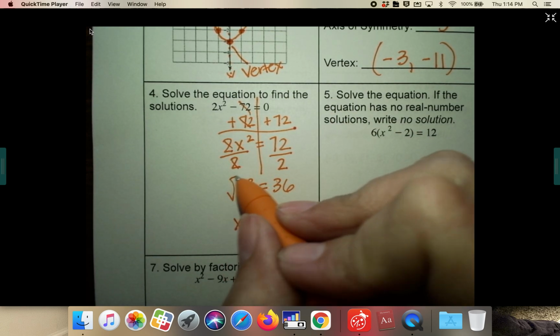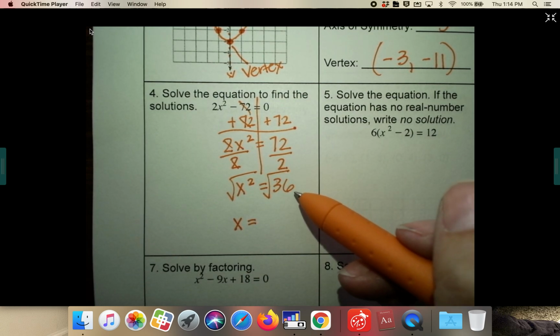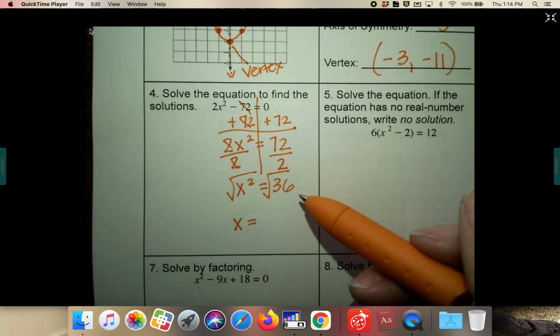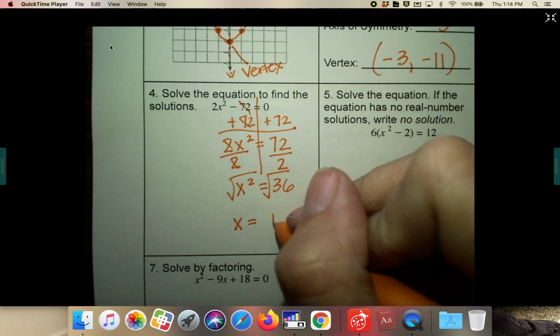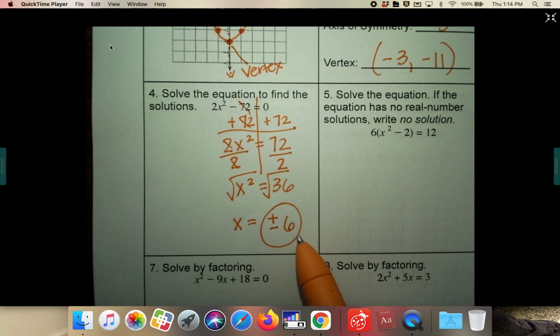So we need to take the square root of both sides. And the square root of 36 is 6, but it could also be negative 6, because negative 6 times negative 6 is also positive 36. So I want both answers. You can either write it like this, or you can separate it out and put 6 comma negative 6.